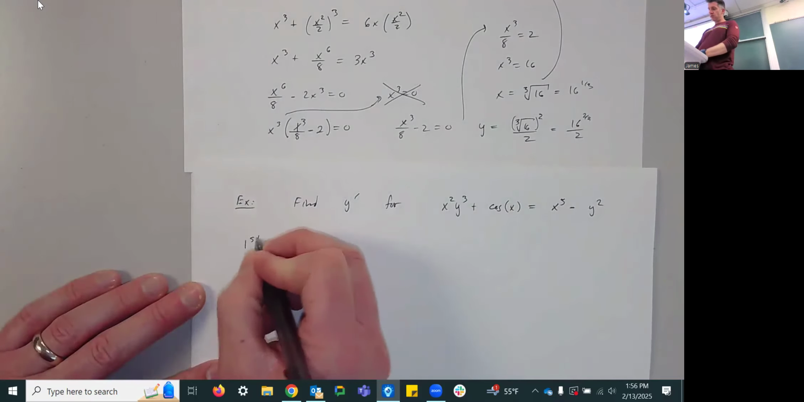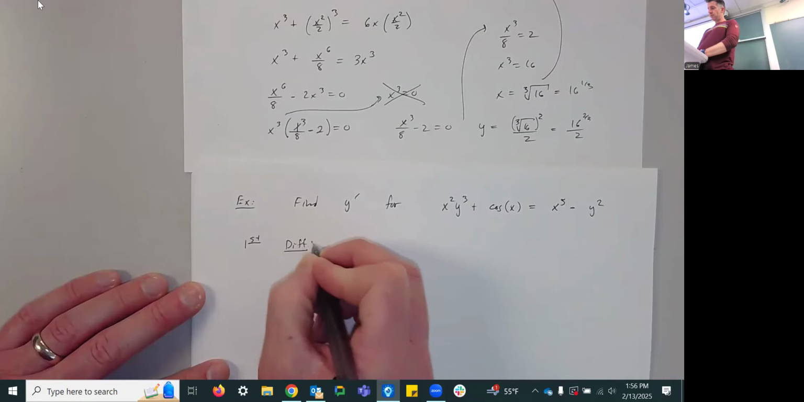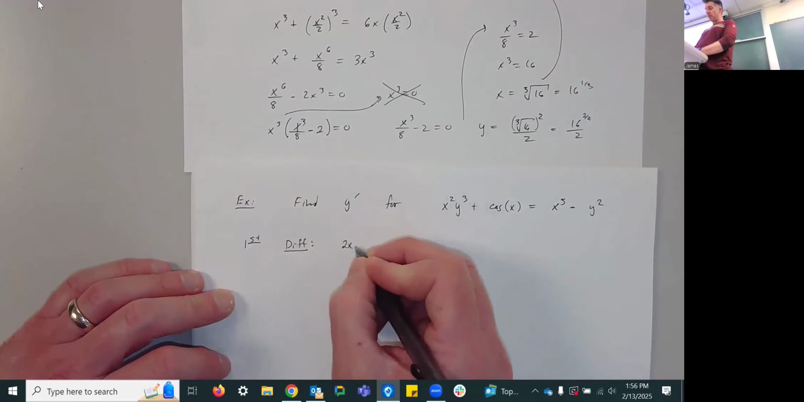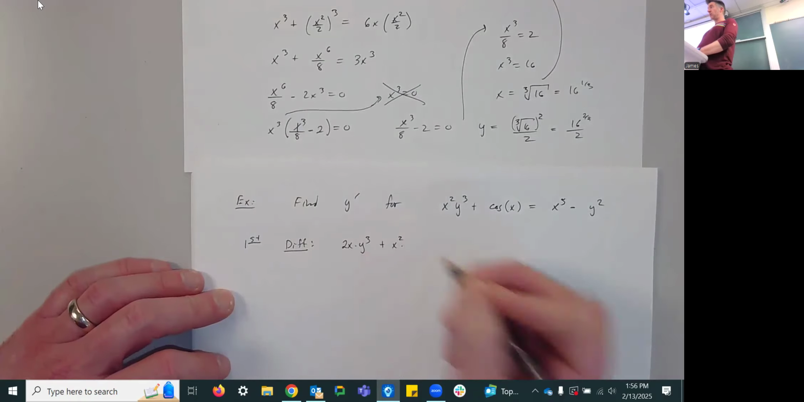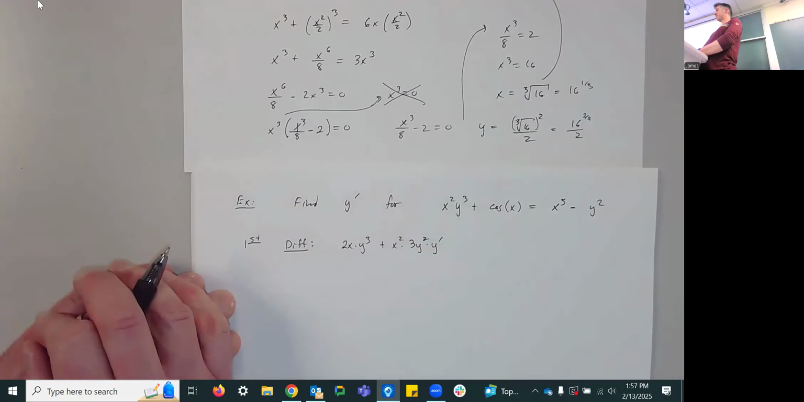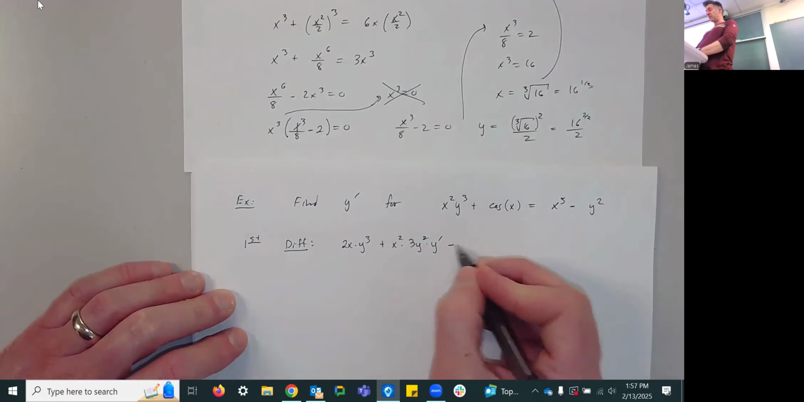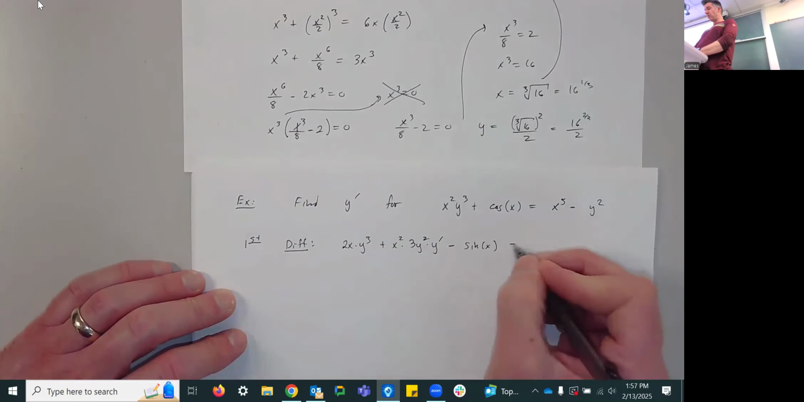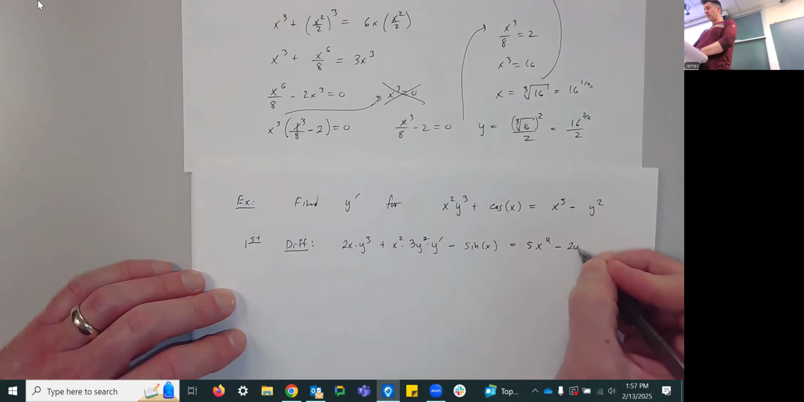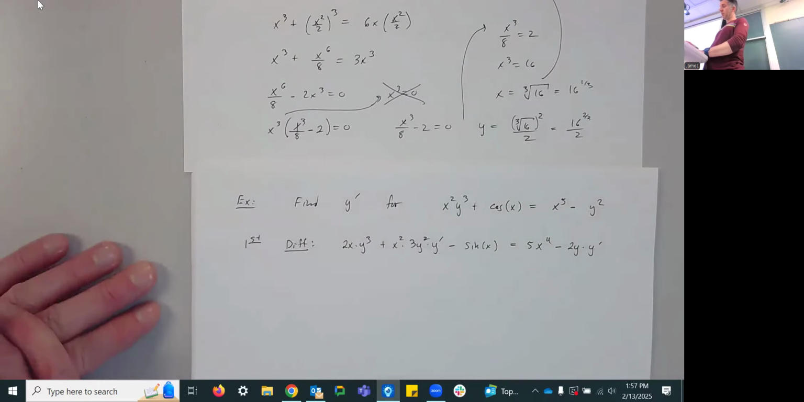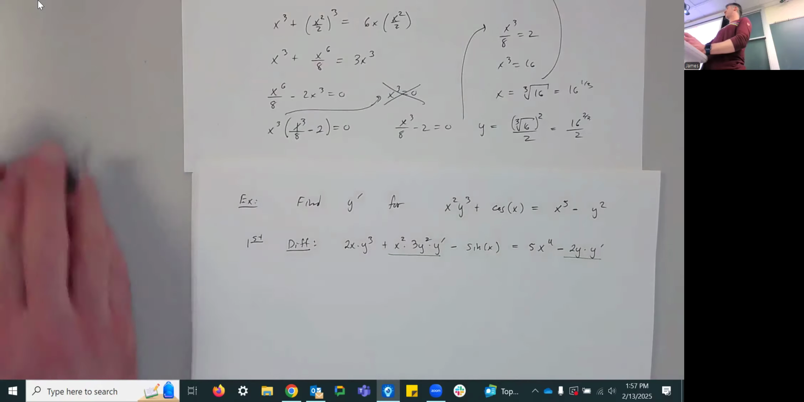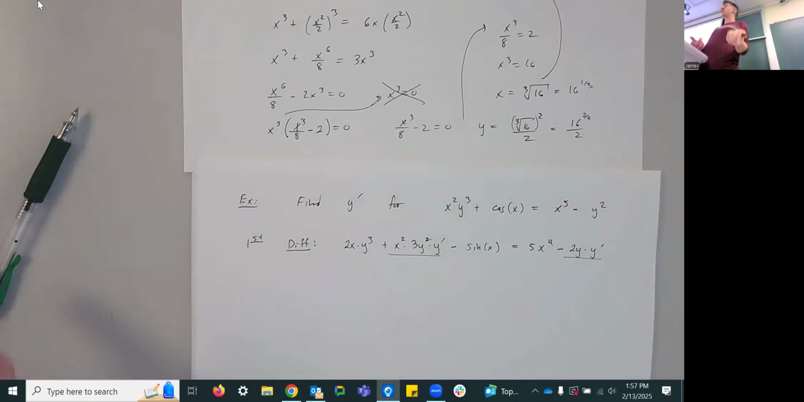So first, differentiate. Usually there's some product rule involved. Here for x squared y cubed, we're going to get 2x times y cubed plus x squared times the derivative of y cubed, which is 3y squared times y prime. The derivative of cosine of x is negative sine of x, equal to the derivative of x to the fifth, which is 5x to the fourth, minus the derivative of y squared, which is 2y to the first times y prime. And then I'm just trying to look and see which things I'm looking at. Okay, that and that are my y primes. So bring all the y primes to the same side, all the other stuff to the other side.